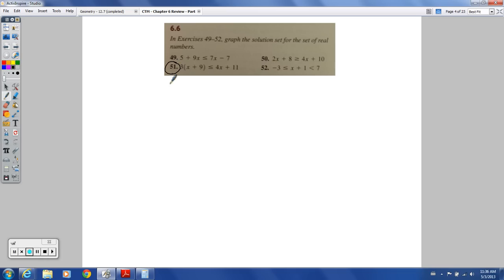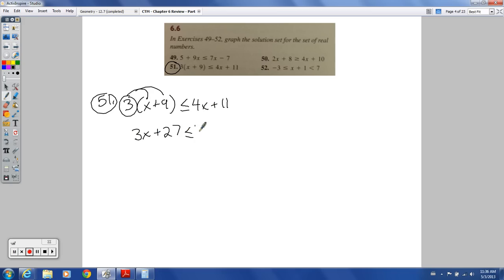On to number 51 now. So 51, it is saying that we have 3 times x plus 9 less than or equal to 4x plus 11. So first distribute that x. We'll have 3x plus 27 less than or equal to 4x plus 11. Then we want to get the x's on one side and the regular numbers on the other side. I'm going to keep my x's positive by subtracting 3x from both sides, and then I'll subtract 11 from both sides. So this would be 16 is less than or equal to x.